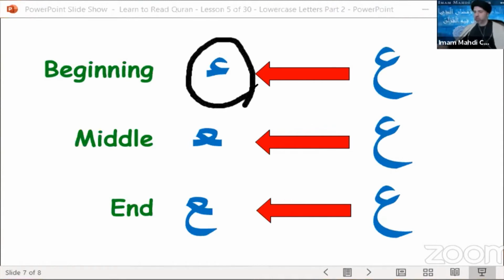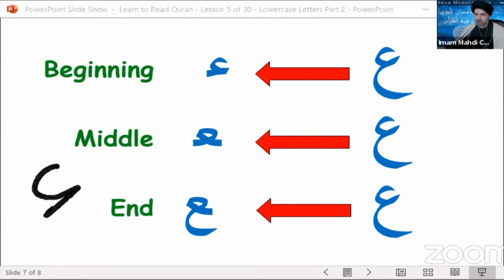Now, it can sometimes be confusing when we see this form. We might think that this looks like a hamza. If you remember, we're practicing writing the uppercase letters. We said we write the hamza like this. But then we say, wait a minute, that looks a lot like the ayn. If I were to write the lowercase of the ayn, it would be just like this.